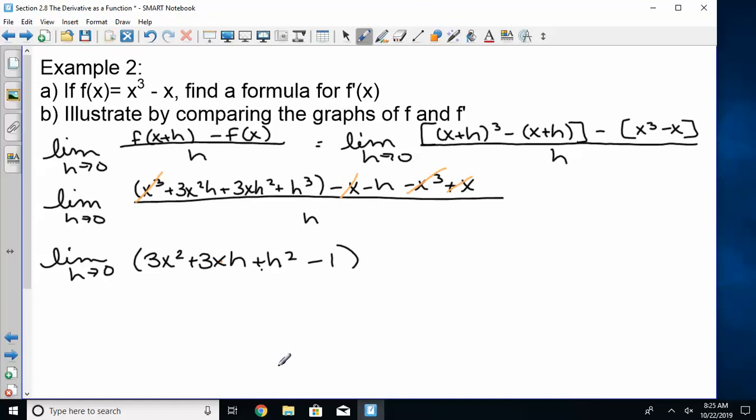Then, as h goes to 0, you just get 3x squared minus 1. Questions there?